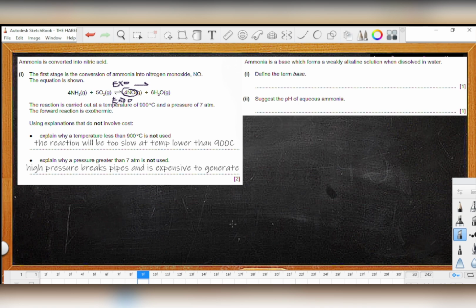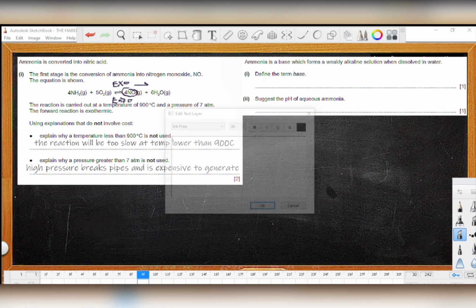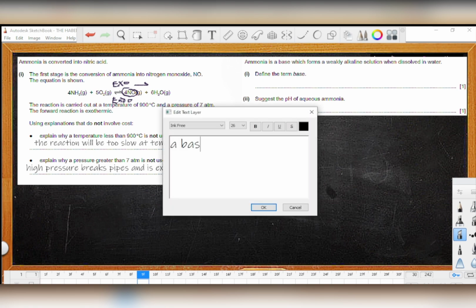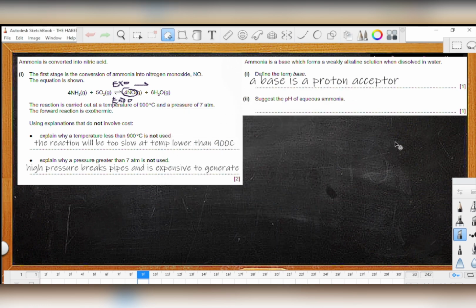Ammonia is a base which forms a weakly alkaline solution when dissolved in water. Define a base. You know what a base is? In IGCSE, a base is a proton acceptor. A substance that accepts protons is what a base is, and an acid is a substance that donates protons.